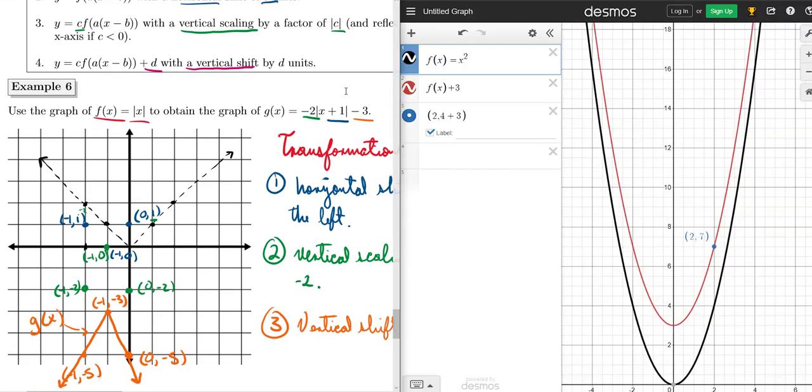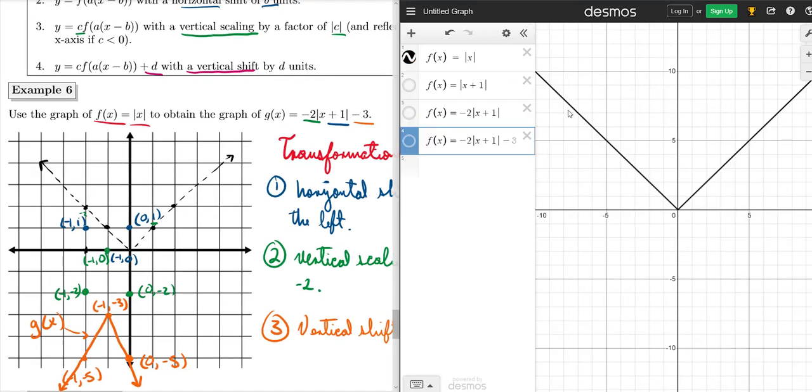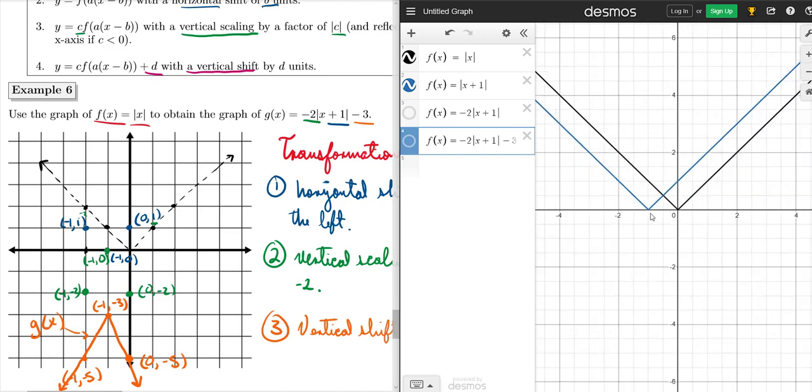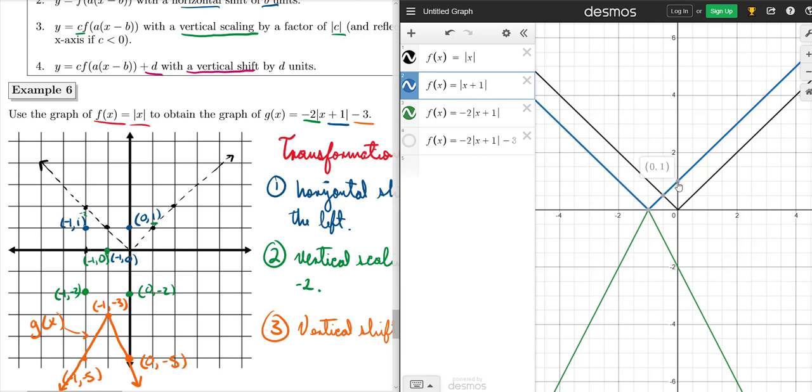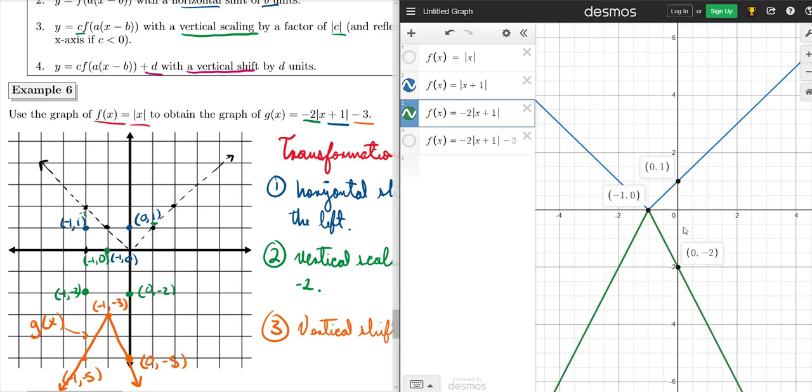Okay, now let's write down the new function. Okay, there we go. I set it up here in Desmos. We have the original function, f of x is equal to the absolute value of x. Okay, then the first change that we did was the horizontal shift. We see it here, the x plus 1 ended up shifting everything to the left. Then the next change was the vertical scaling by a factor of negative 2. So we multiplied every point here.